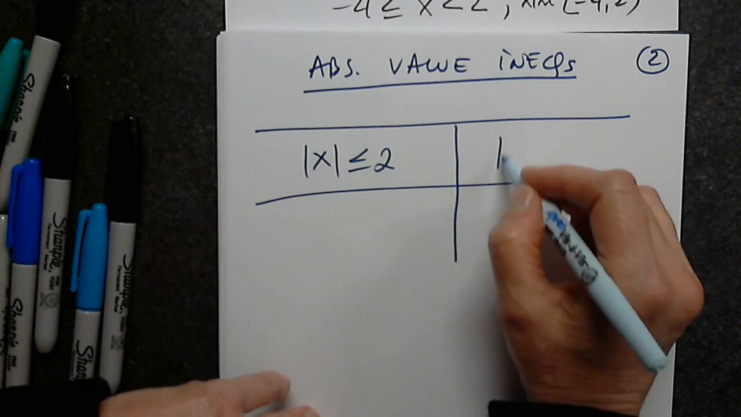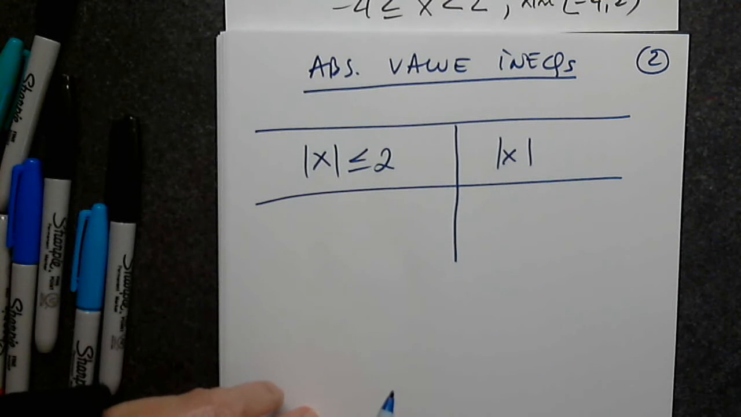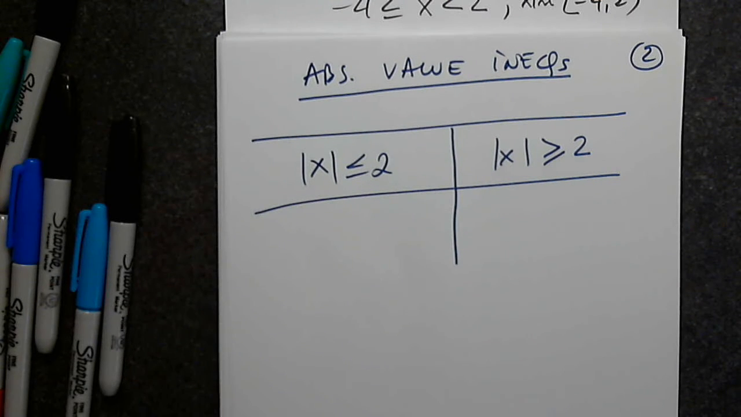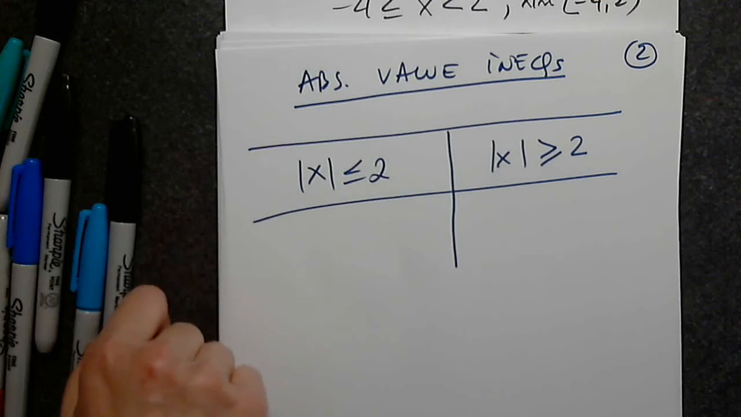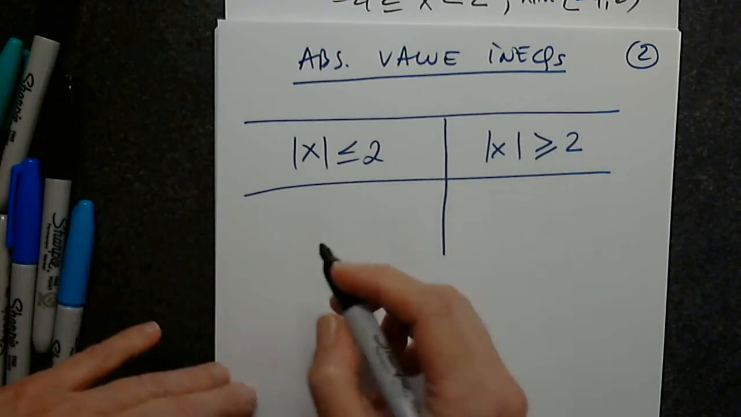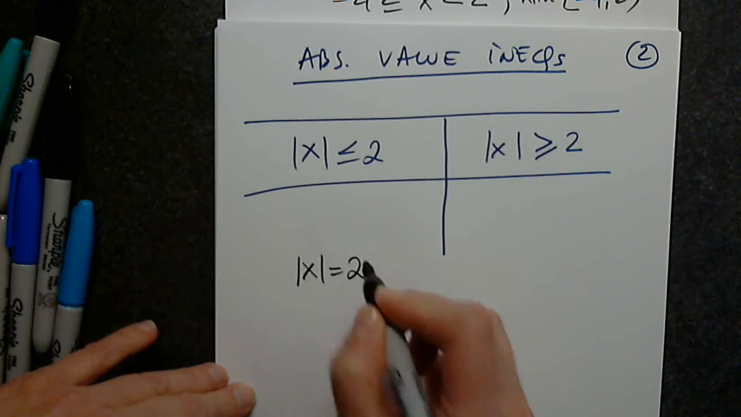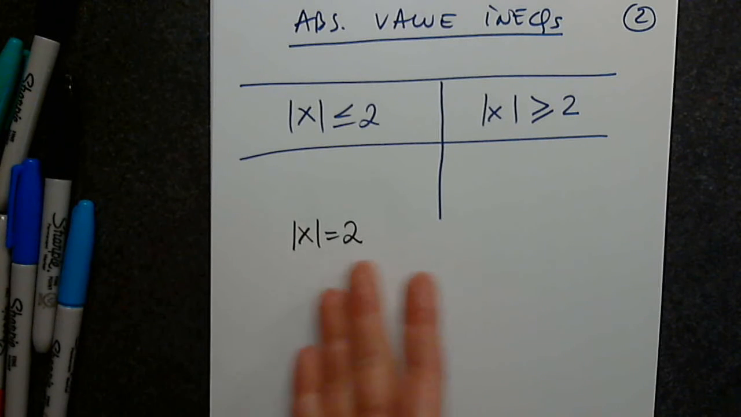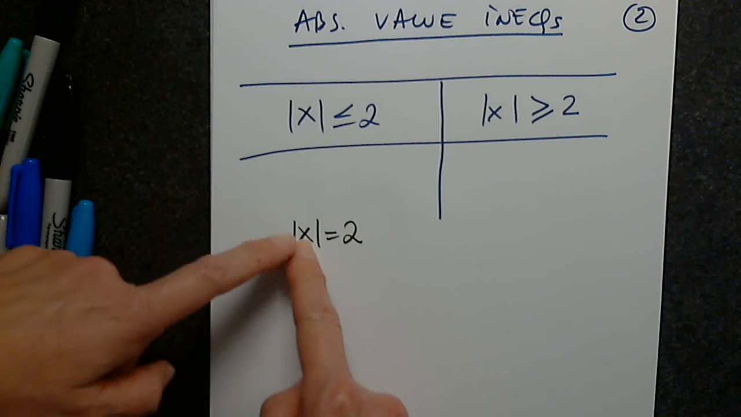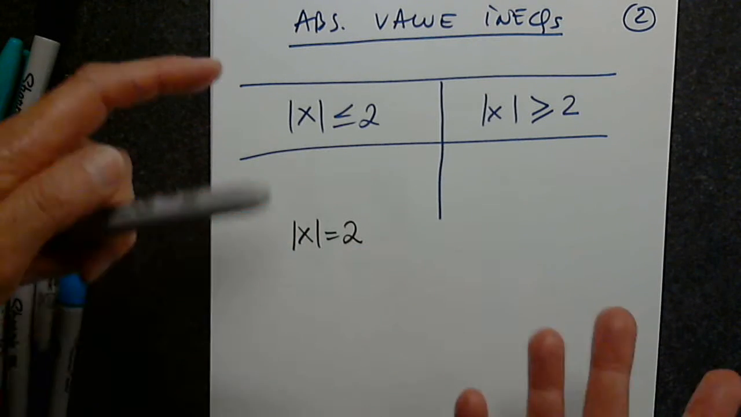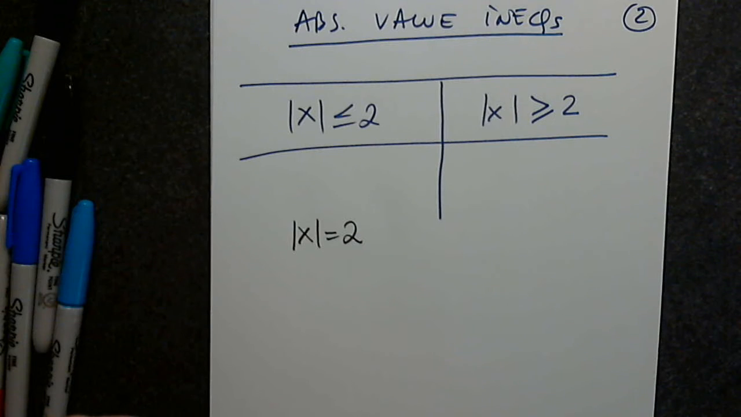And the other one, what do you think? The absolute value of x greater than or equal to 2. Okay. So forget about this for a second. And let's just look at what we solved last time. Last time we solved absolute value equations. And here I'm asked to find x value such that the distance between x and 0 is 2 units. What are the solutions here?